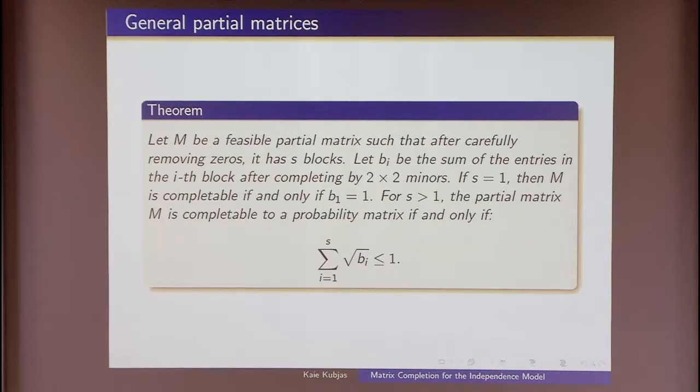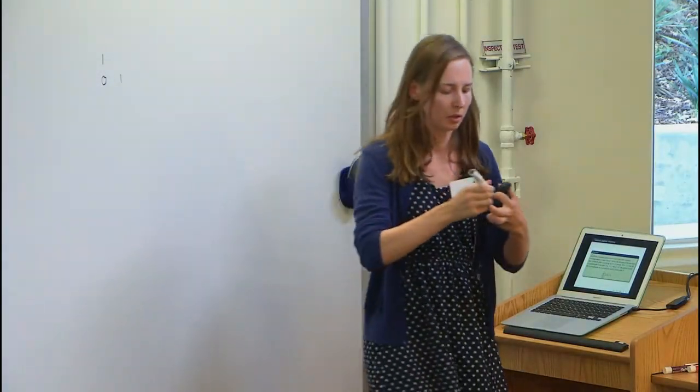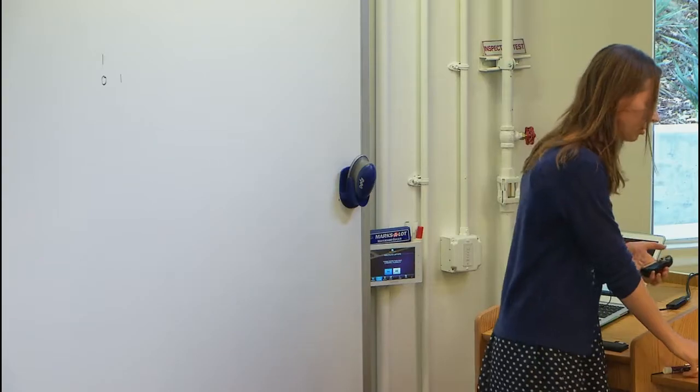Okay. Good. And the theorem for general partial matrices says: let M be a feasible partial matrix. By feasible, we mean that none of the rank one conditions is contradicted, and also that we don't have this kind of situation where we have 1, 0, 1, because this would also be a contradiction. We couldn't fill out the fourth entry.